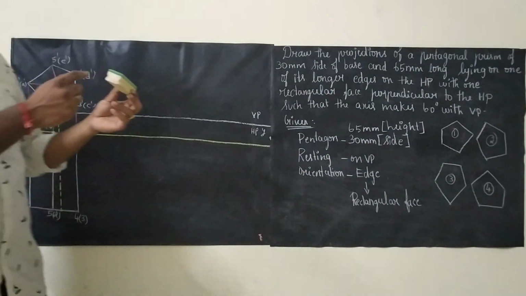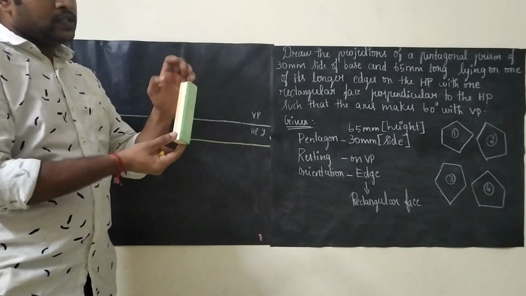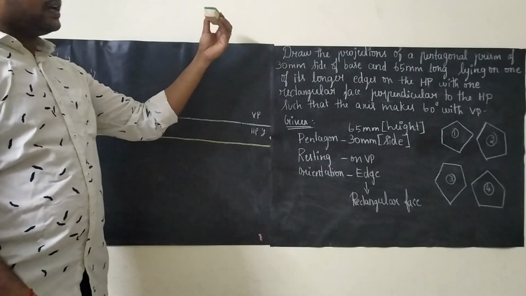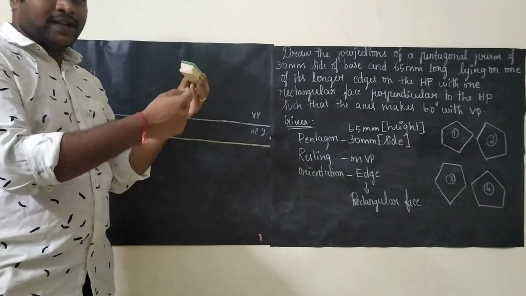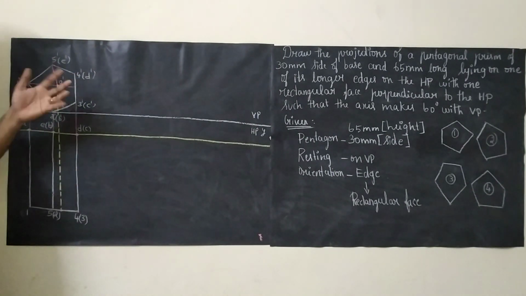Imagine you have a pentagon, with 5 sides here and 5 sides here. This side will be the alphabet and this side will be 1, 2, 3. The pentagonal prism will be resting on HP, so A, B, C, D will be on the inner side and only 1, 2, 3, 4 you can see. That is why we write 1 dash, 2 dash, 3 dash, 4 dash, 5 dash outside and A, B, C, D inside.